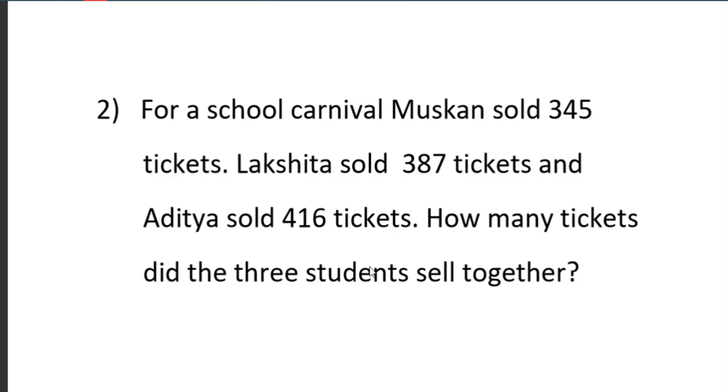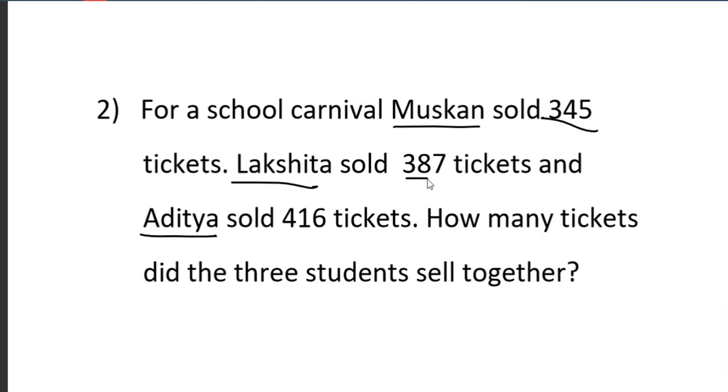Okay, children. So this is the sum. So what is the information given here? Here three students are there who sold tickets for the school carnival. Who are the three kids? One is Muskan. Okay, children. Next girl is Lakshita. Nice name, Lakshita. And a boy is also there. Who is he? He is Aditya. So three students are there: Muskan, Lakshita and Aditya.